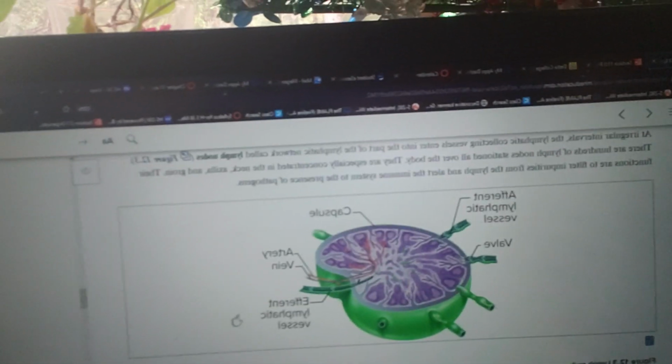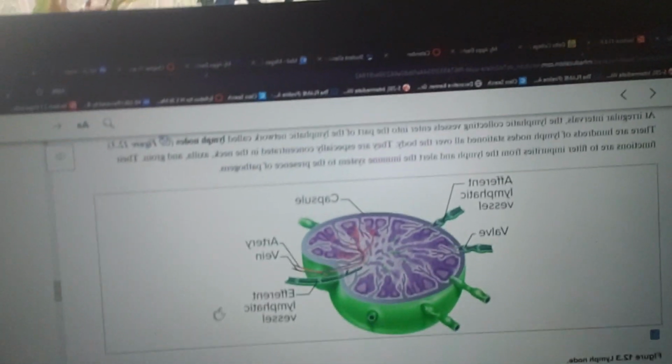Ooh, there's a network inside of the node. Oh, so cool.